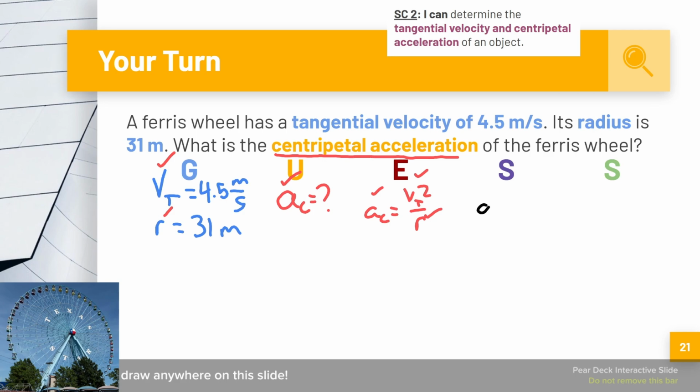We have AC is equal to 4.5 squared divided by 31. The only thing that most people, if they make a mistake on this, will do is they will forget to square the top number. So please make sure you do that. And I'm going to check what that is. There we go. And the answer is 0.65 meters per second squared. All right.